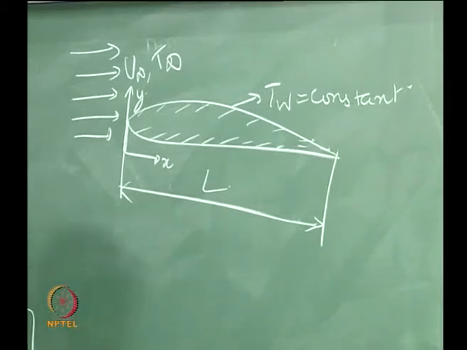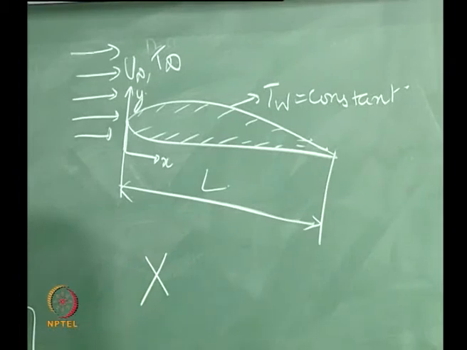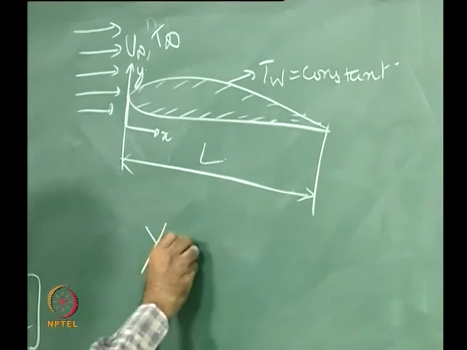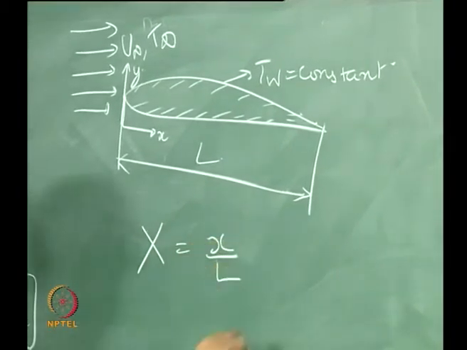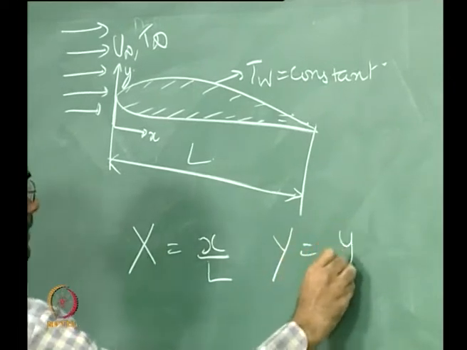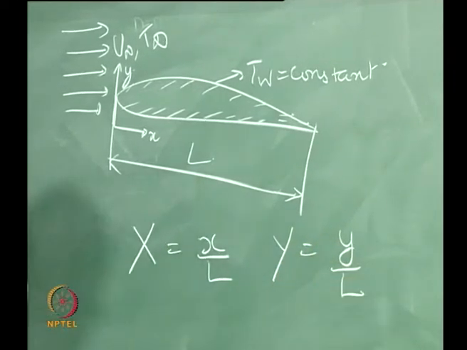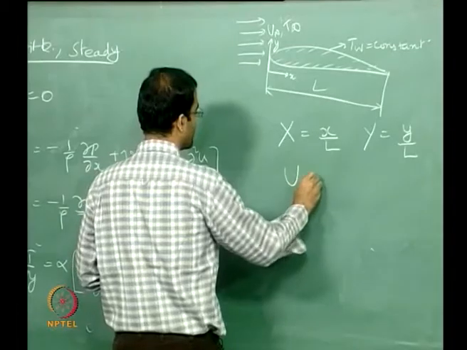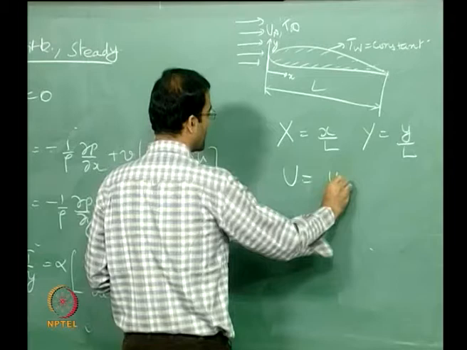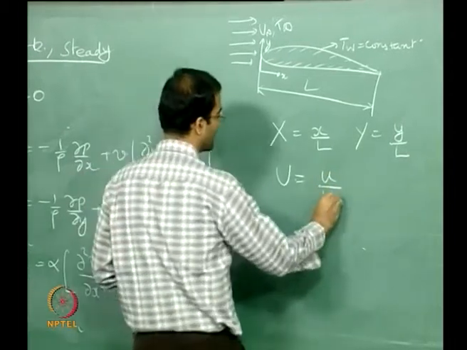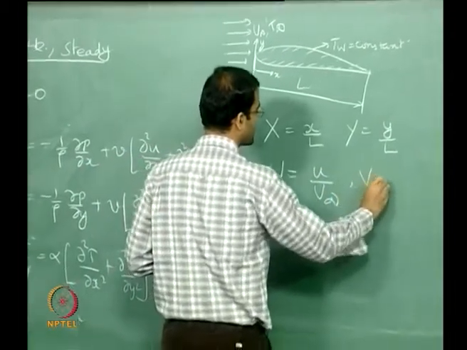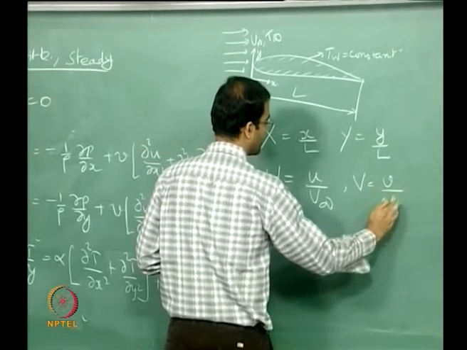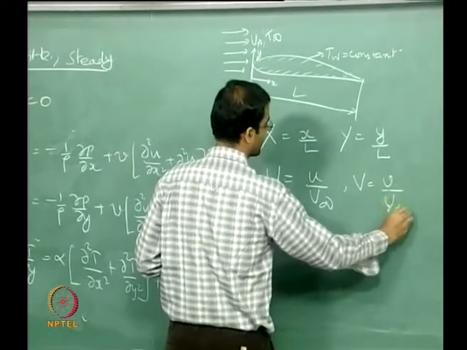So I am going to define a non-dimensional coordinate system capital X, which is x by L. Similarly, capital Y will be y by L, and as far as the velocities are concerned, I am going to introduce capital U, which is u by u infinity. Similarly, capital V is equal to v by u infinity.